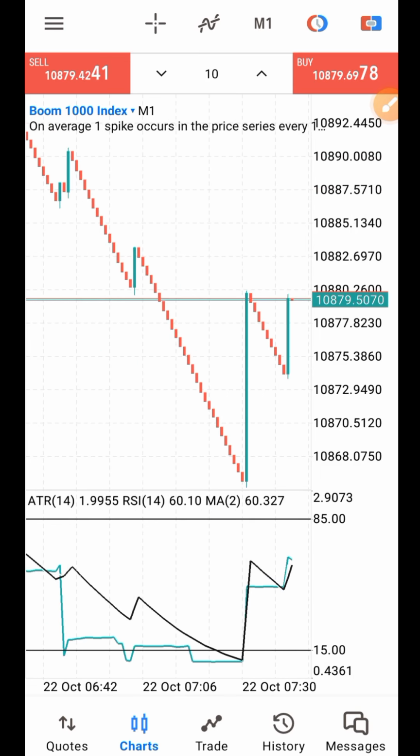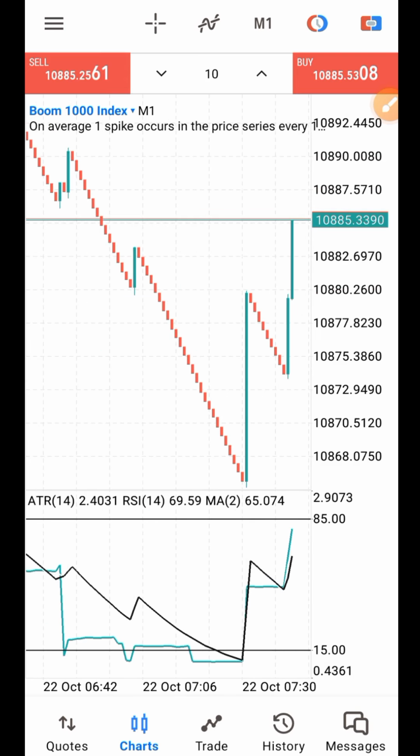So the limitation I'm talking about with this strategy is that it's just limited to Boom markets. It's not working for Crash markets. Boom 500, Boom 1000, Boom 300. That is what this strategy is working for. So go to your Boom. It's very accurate if you are catching spike, you understand.